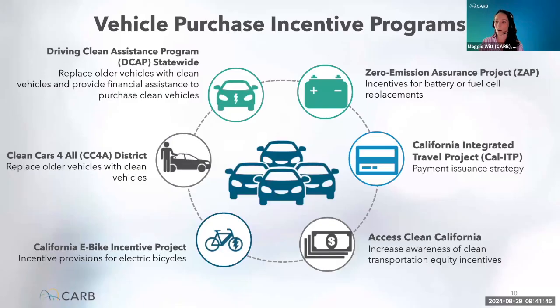First, let's begin with CARB's light-duty purchase incentives. In general, these projects focus on helping individuals, households, and communities both purchase zero-emission vehicles and transition to more sustainable modes. At our first funding plan workshop, we provided an overview of each of these projects. But today, my remarks are going to focus on the four programs that are included in the draft funding plan: the Driving Clean Assistance Program, Clean Cars for All, the Zero Emission Assurance Project, and the California E-Bike Incentive Project.